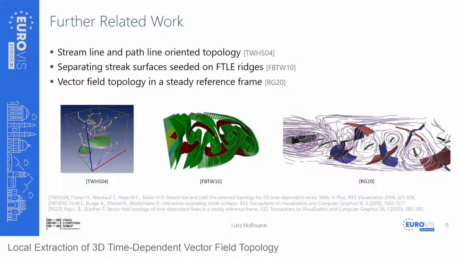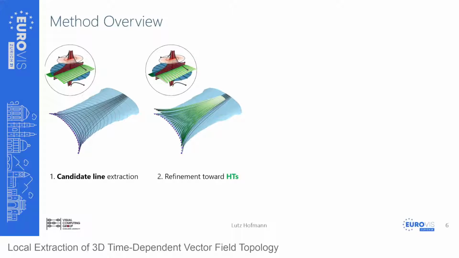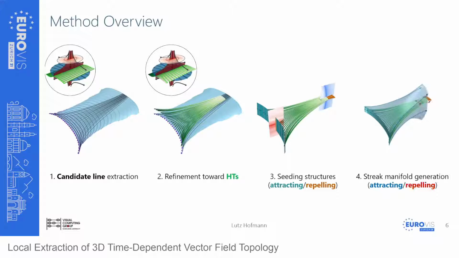Roche and Günther propose to extract steady vector field topology in a displacement invariant frame of reference. In our method, we propose to extract candidate lines, which we then refine toward hyperbolic trajectories, which typically are going to span hyperbolic path surfaces. Having obtained these, we construct seeding structures, from which we then compute streak manifolds in the space-time domain, such that we obtain a description of the separating structures over the entire time interval.